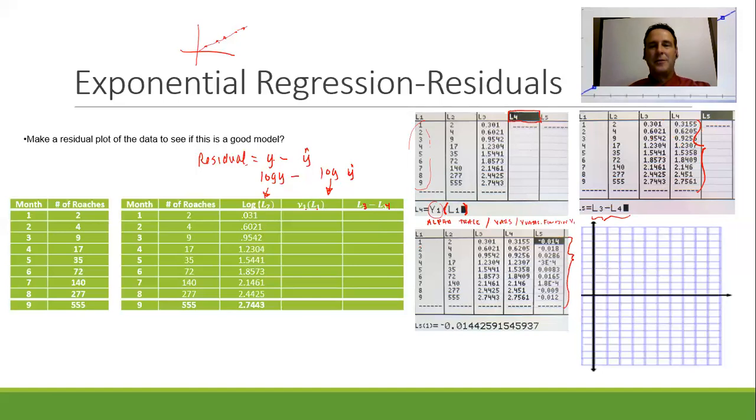Okay, and once you do, you're now going to graph your L1 versus your L5. Okay, and you can plot these numbers 1, 2, 3, 4, 5, 6, 7, 8, 9, 10. Call those months. Okay, and then here over on the side is your residuals. Okay, and we will see what you got.